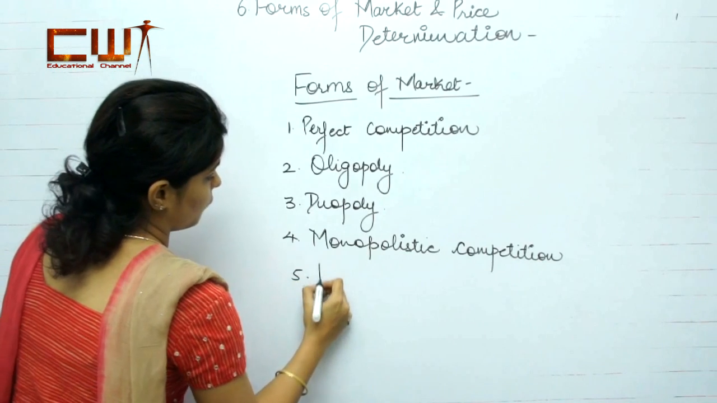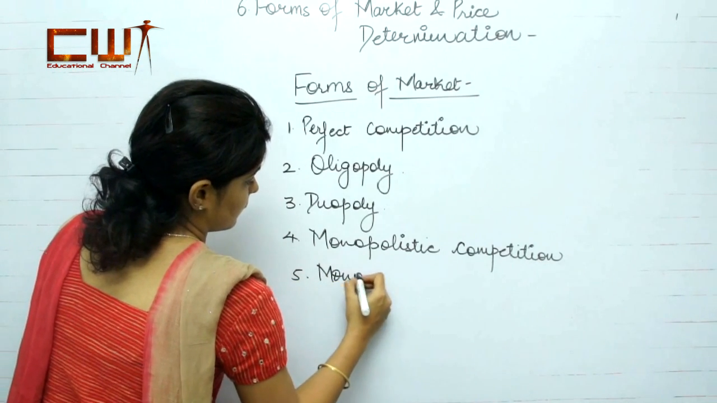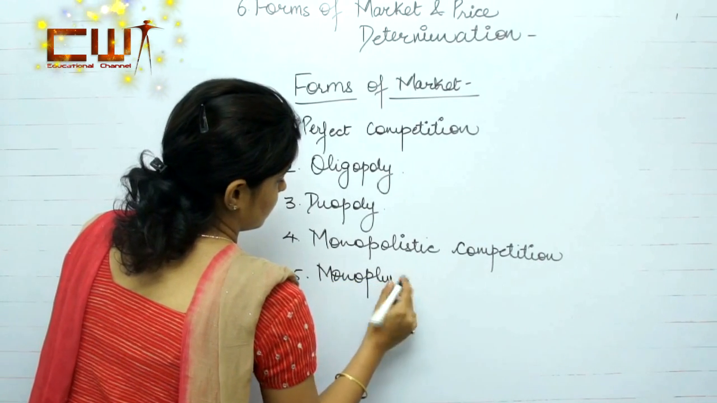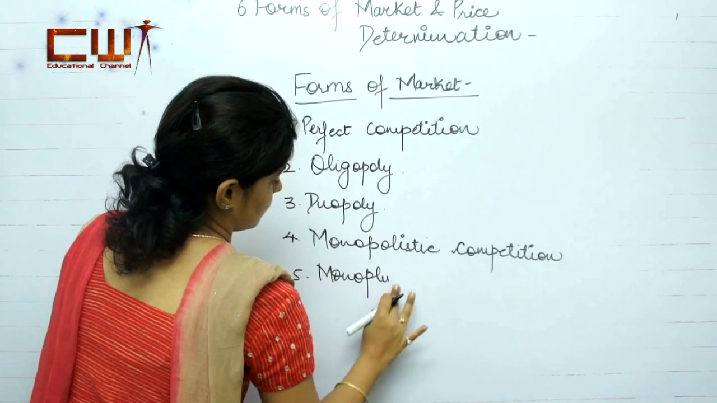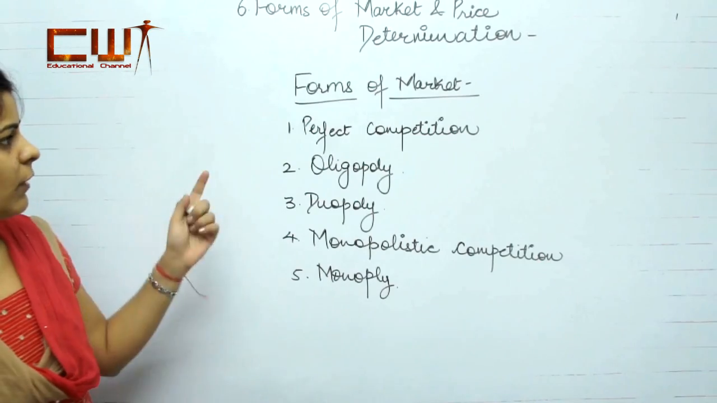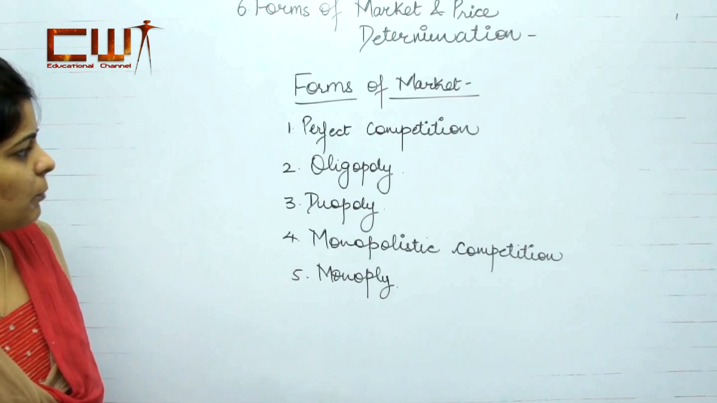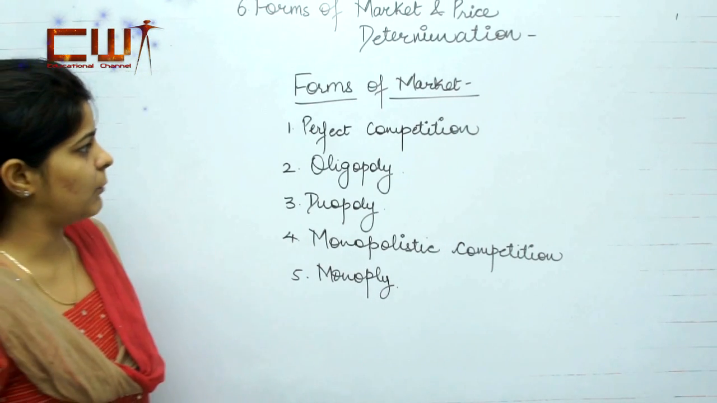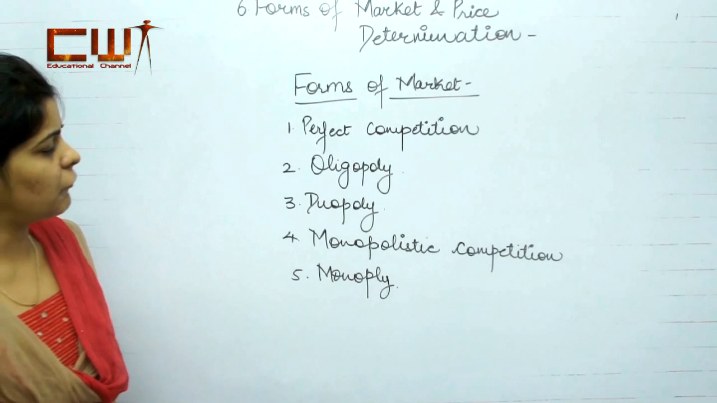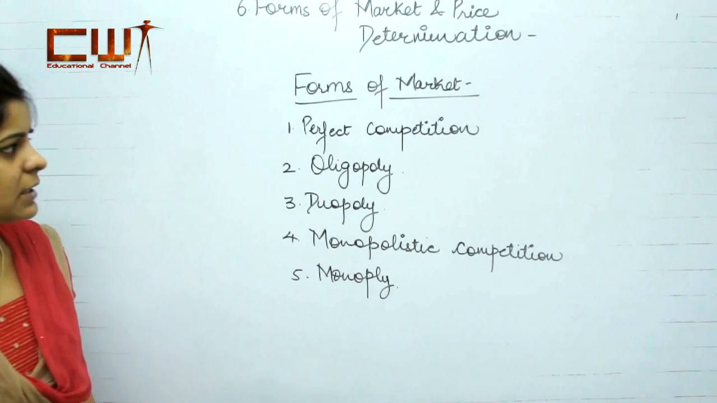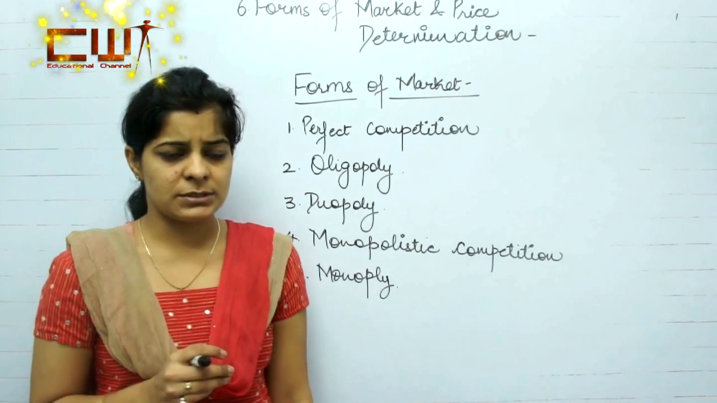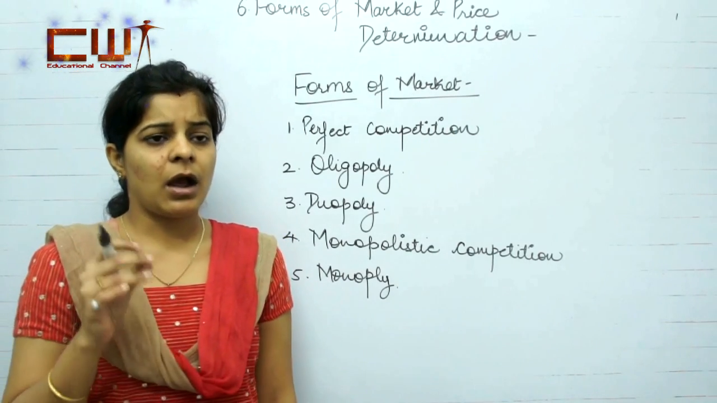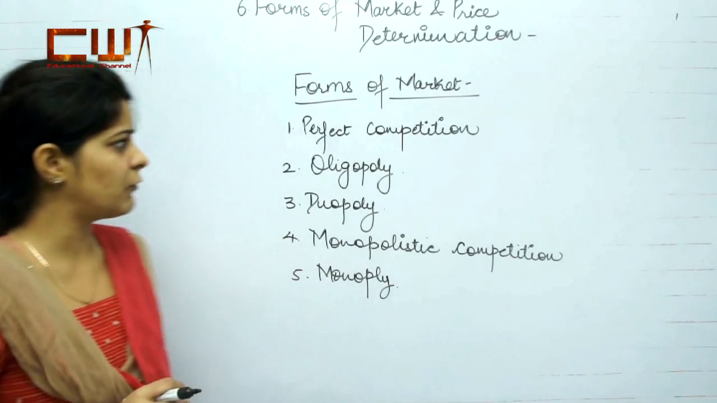And lastly, you have monopoly. You have different forms of market: perfect competition, oligopoly, duopoly, monopolistic competition and monopoly. We will study different types of markets, what are the features, how they run, how you determine the price under the different forms of market.